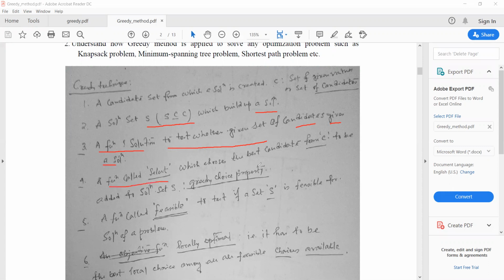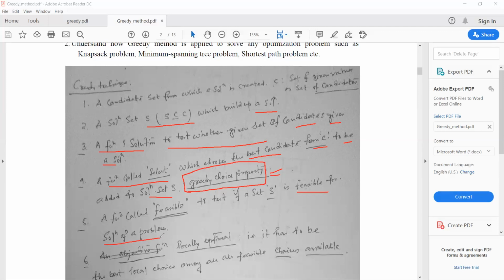Based on the select function, we pick the best candidates from C to be in the solution set S. This is based on the greedy choice property. The greedy choice property is basically whether we maximize the solution or minimize the solution, which depends on the case. A function called feasible tests whether set S is feasible for the problem for getting a solution that either maximizes or minimizes.